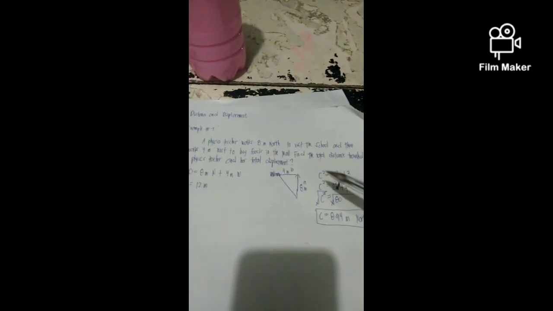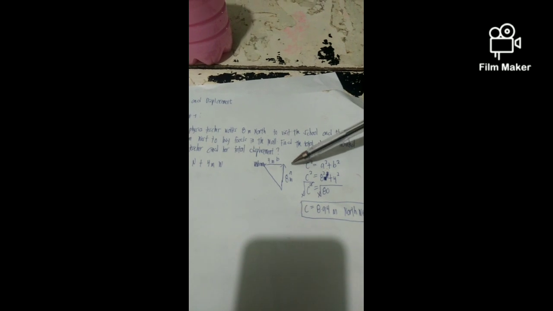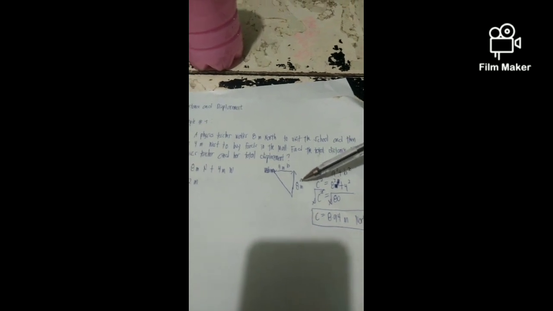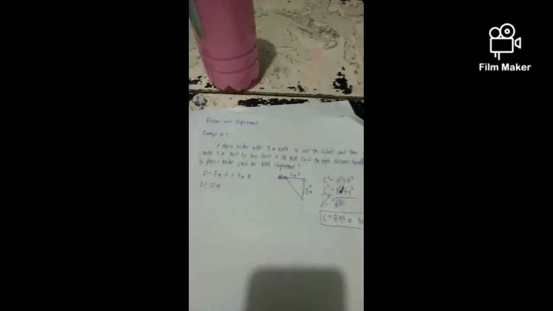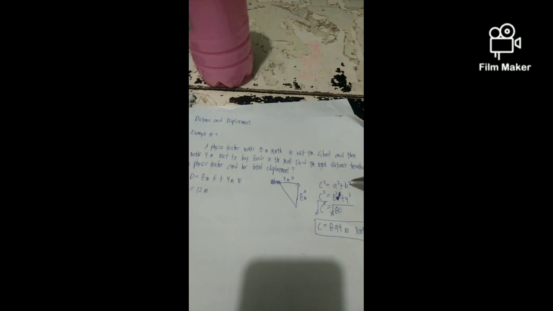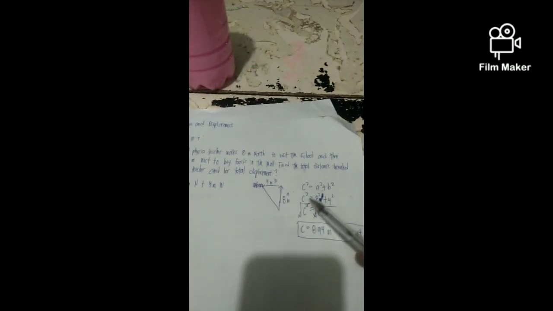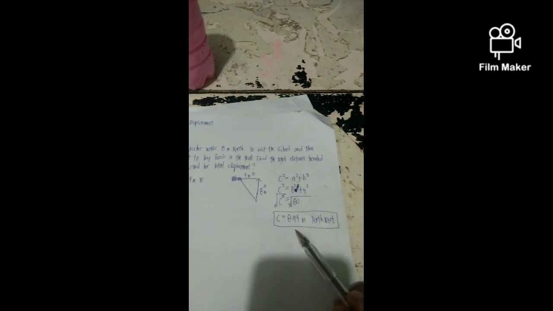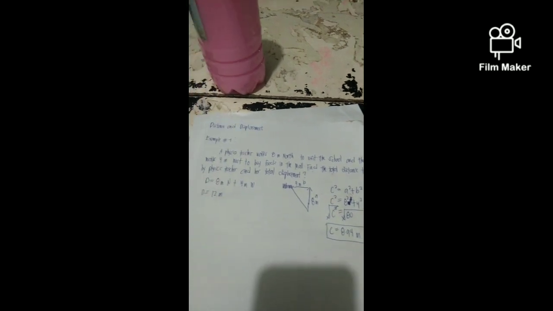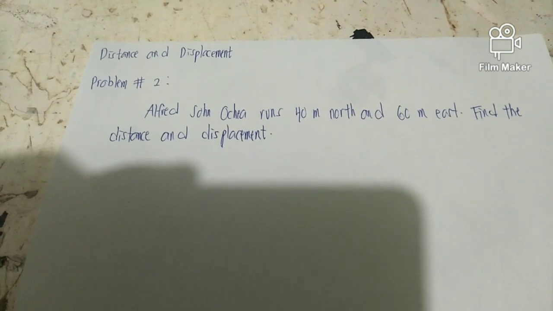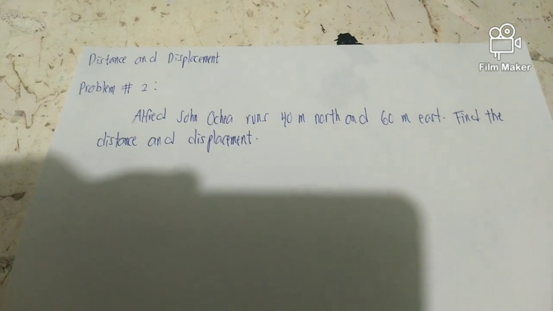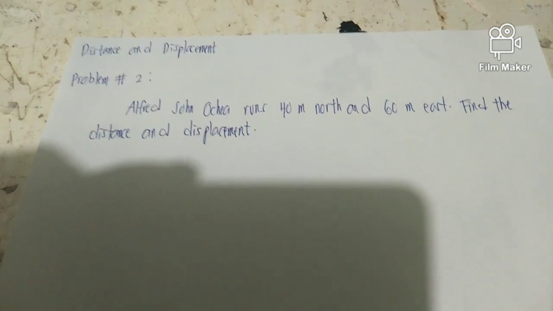So we're going to use the Pythagorean theorem. As if the 8 meters is the A, then the 4 meters is the B. So let's start. C squared equals A squared plus B squared, then we come up with our displacement, which is 8.94 meters. The direction is northwest. Problem number 2. Alfred John Uchia runs 40 meters north and 60 meters east. Find the distance and displacement.